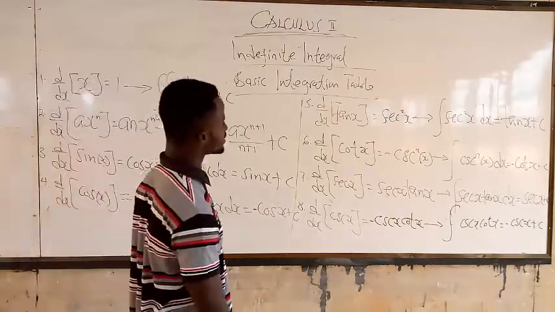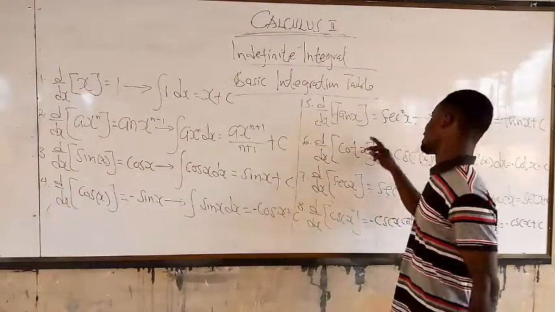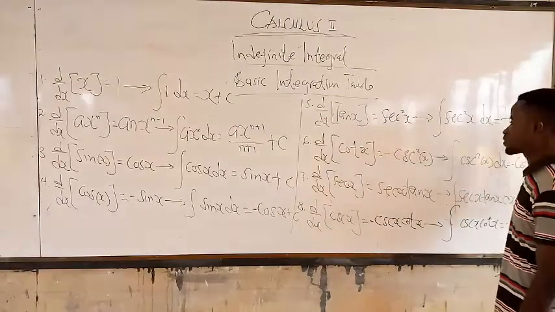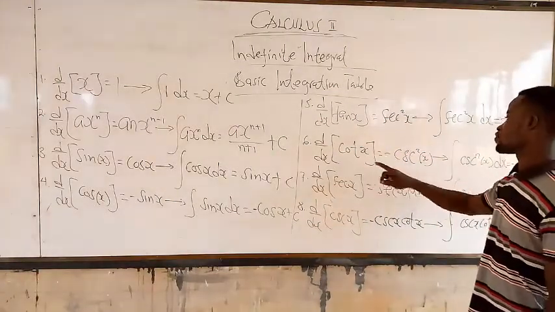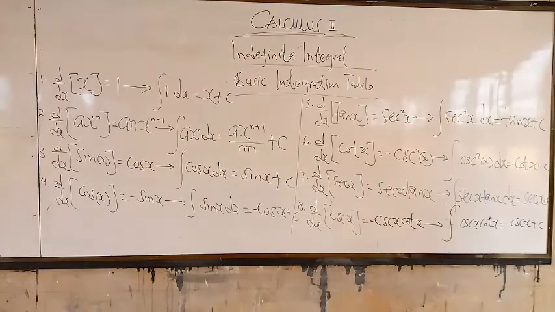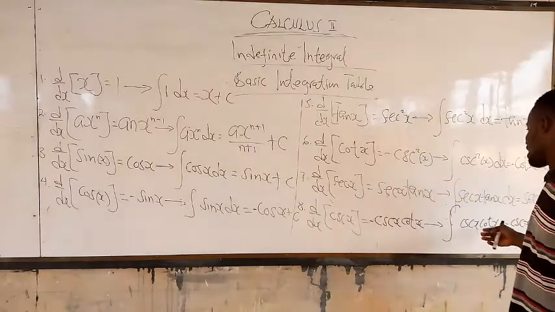You get negative cos. Tan gives sec square. Integral of this gives tan S. Cot gives negative cosec square. So integral of this gives what? That. Alright, so that is that for that.